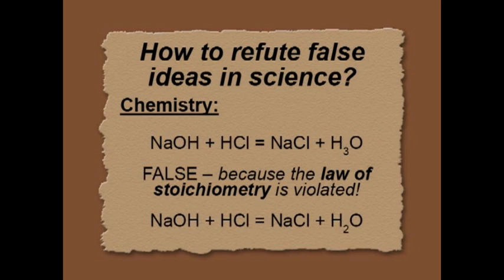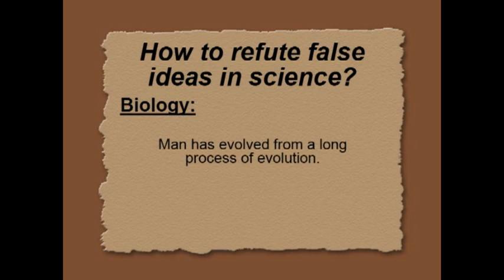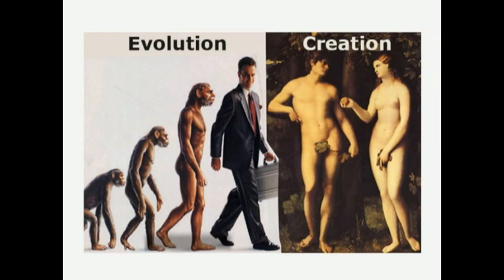Now let me come to an example from biology. Man has evolved from a long process of evolution. False, because a law is violated. But the question is, do we have such a law? We will find out laws of nature which can give us the right answer. That's what I want to show you in this session. Here you see the 2 possibilities, evolution or creation. What is the right one and what is wrong?